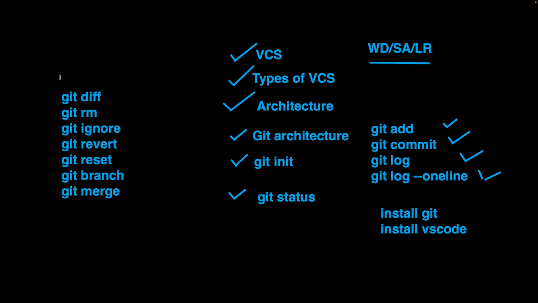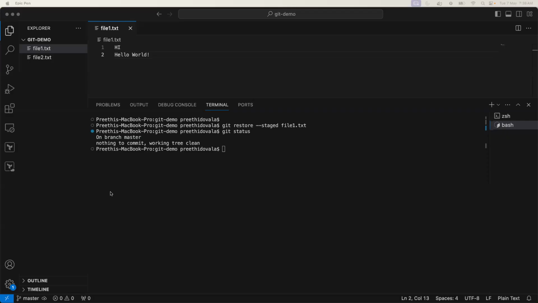Today we'll get into this part, right? We'll start from git diff and we'll get started from here. git diff, git rm, and so on. So let us proceed. First, let me check the git status, what's happening here, and it will show that it's all clean.